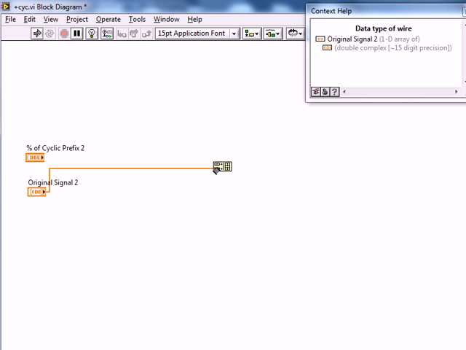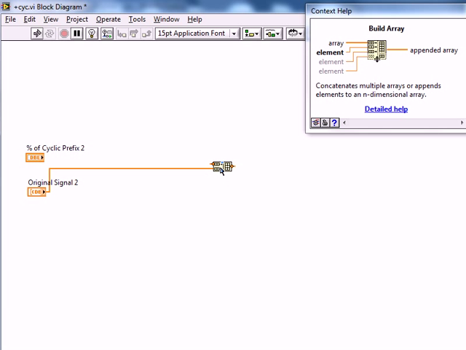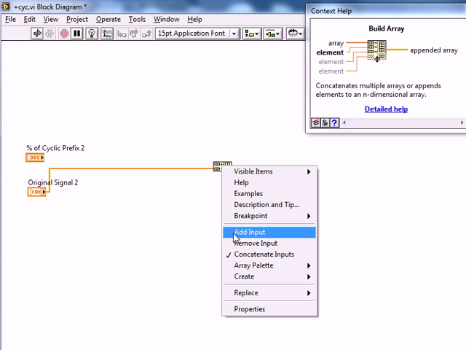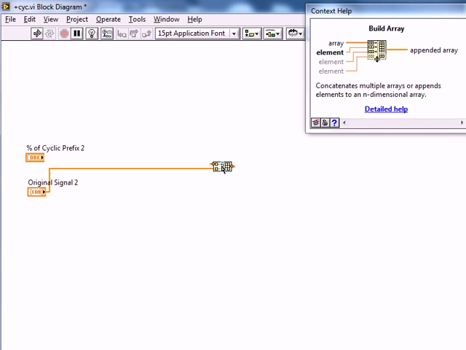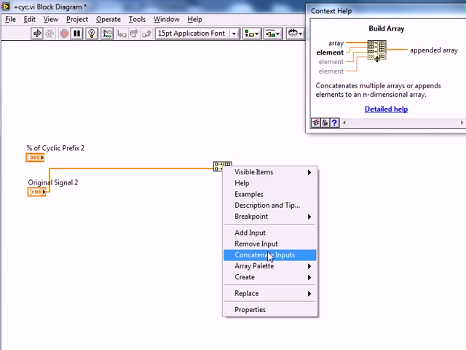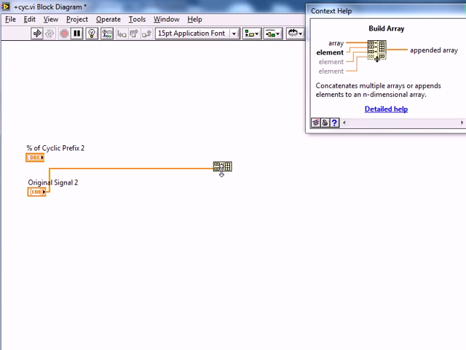And this is the build array function. And keep in mind again that when it comes out in general, it may not have the concatenate input chosen. And what it's going to try to do is build some sort of multi-dimensional array, which is not what we want in our case. So go ahead and right click and choose concatenate inputs. And this is another function that you can scale up or down as necessary.